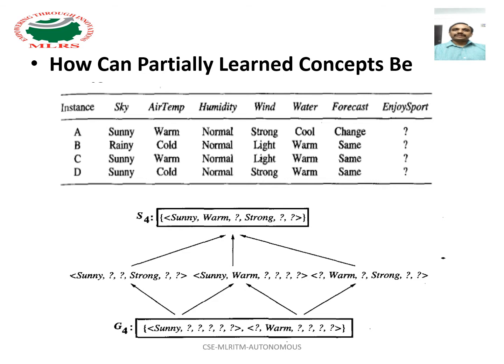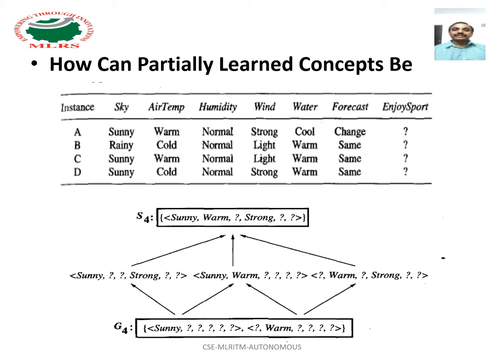The third remark is: how can partially learned concepts be used? Here we are taking new instances to check whether you can enjoy water sport or not. And second are the 6 hypotheses which were already generated by the candidate elimination algorithm. You take the first instance A. That instance is checked with all 6 hypotheses. In this case, all 6 hypotheses say the instance is a positive one.